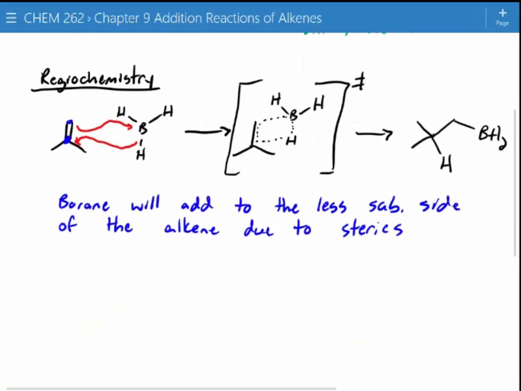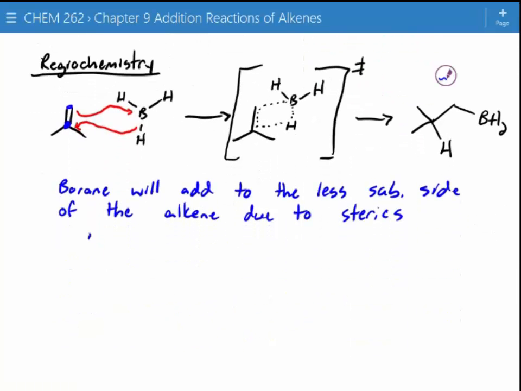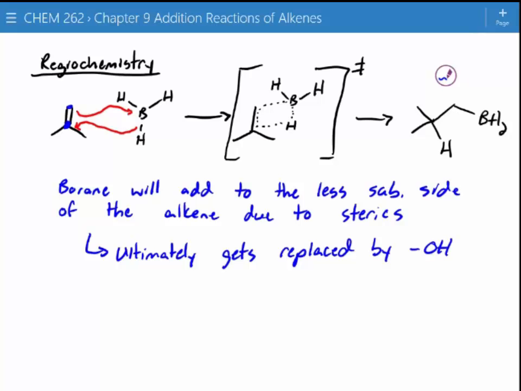Let me move this up a bit. And the result of this is that the borane ultimately gets replaced by an alcohol. So we're able to install an alcohol on the more substituted side.